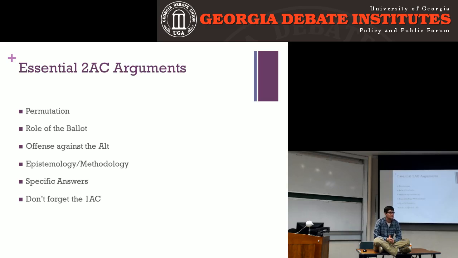Okay, so next, epistemology and methodology arguments. Make sure you're able to defend your reasoning and how you come to your conclusions. Specific answers to the critique, obviously, right? Depending on which critique they read, you might make different arguments. But then don't forget about the 1AC, right? All too often, when affirmative teams are engaging in a critique, they'll get bogged down making specific answers and reading their cards and not dealing with the fundamental reason to vote affirmative.